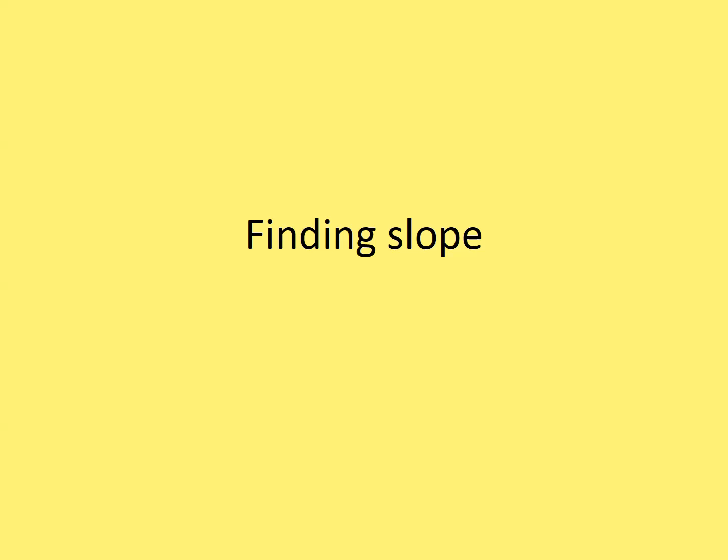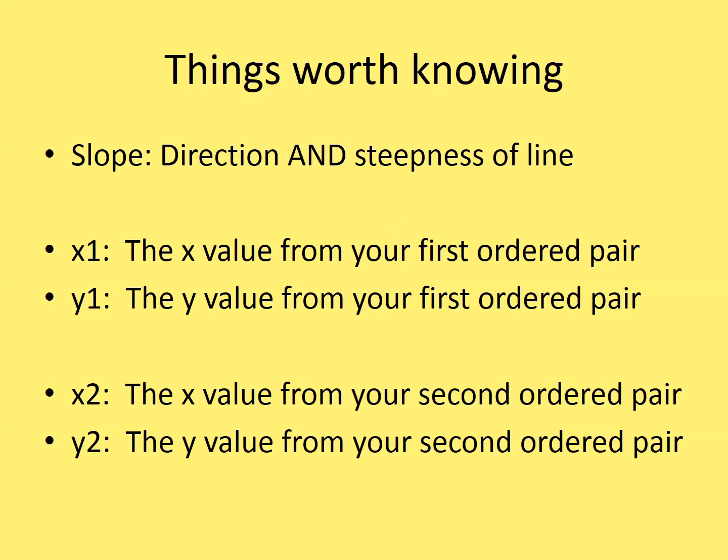This recording should be a review on how to find slope. For slope, we are looking at the direction and steepness of a line. We can calculate slope if we know 2 points, even if we don't have a graph. So the way we do that is we take a look at the ordered pairs. And remember, ordered pairs are always x, comma, y.